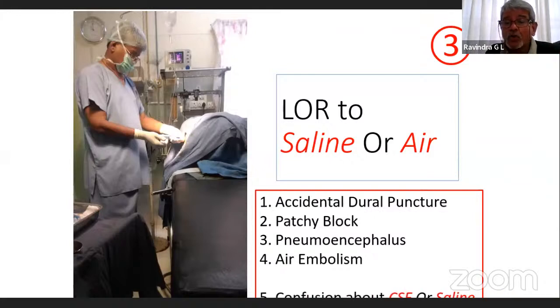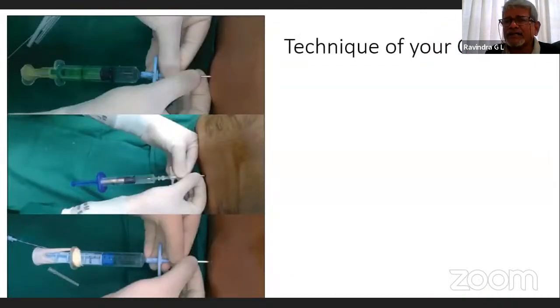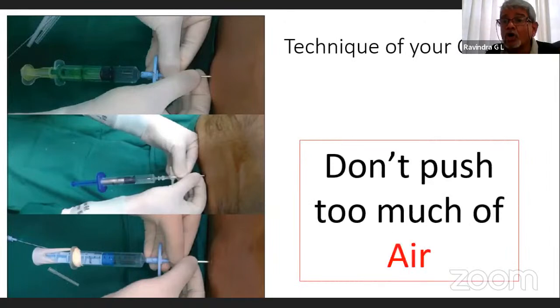The only disadvantage with saline is that when you use saline for identification of the epidural space, when you disconnect the syringe, the saline drips back. So you may get confused whether you have done an accidental dural puncture or the saline is coming out. For that reason, most anesthesiologists do not prefer saline. But once you start using saline, you will not go back. But whatever is said and done, the technique you are comfortable with is what is to be used. If you are comfortable with loss of resistance to air, go ahead and use it. There is nothing wrong, but don't push too much air.